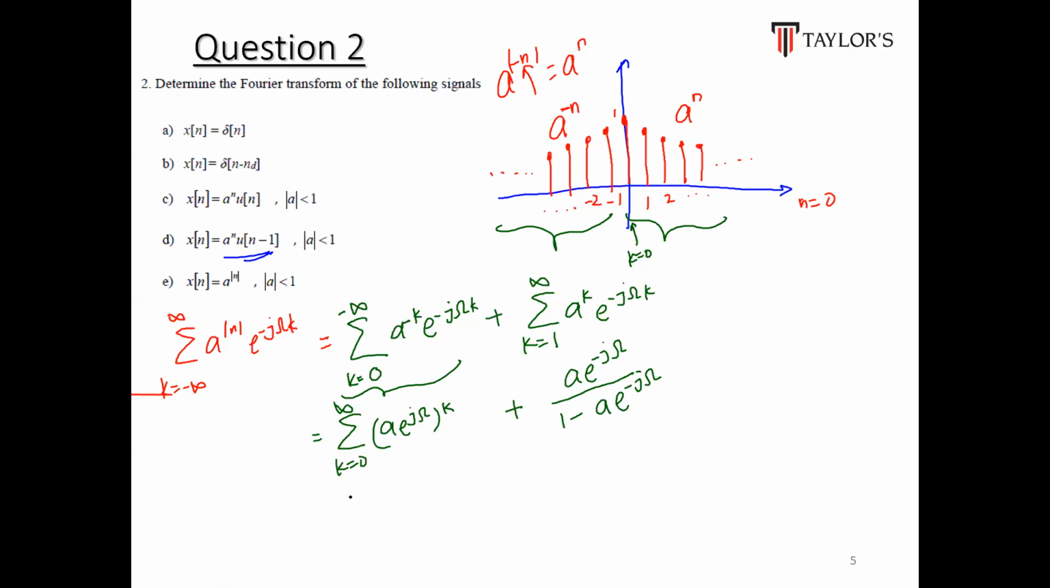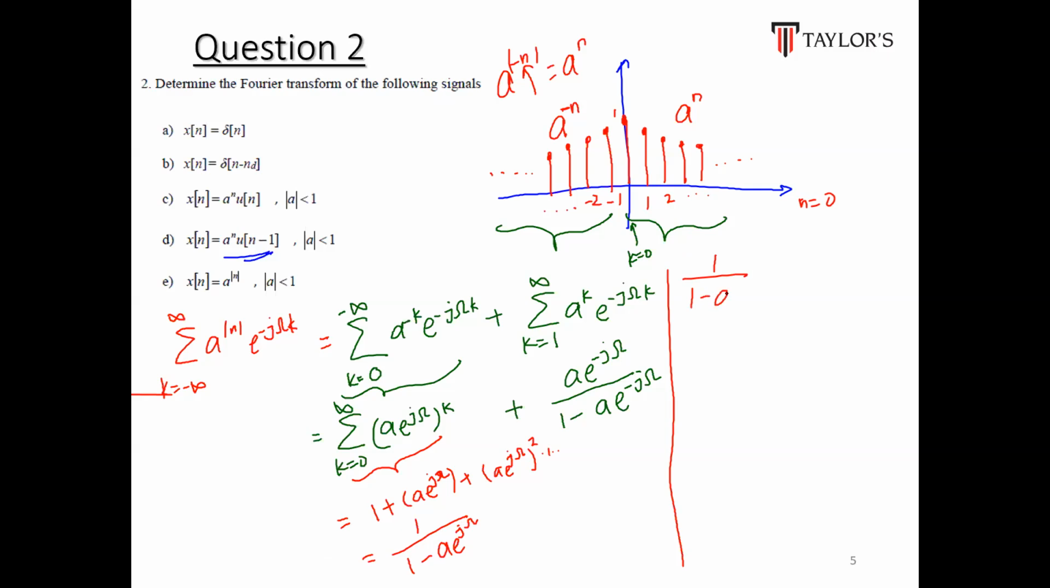So in the first part, let me continue doing it. This one will be 1 plus a e^(j omega) plus (a e^(j omega)) squared plus all the way. So this one becomes 1 over 1 minus a e^(j omega). All right, now the final answer I write here, changed a little bit: a e^(j omega) plus a e^(-j omega) divided by 1 minus a e^(-j omega).